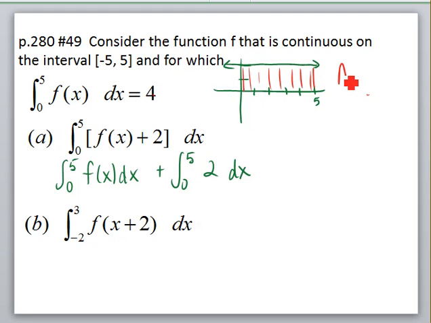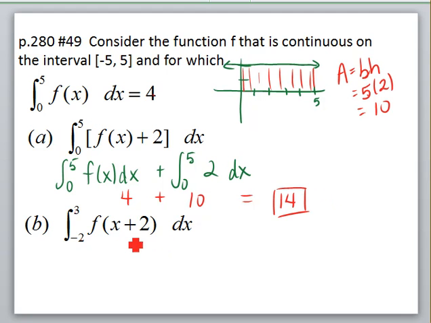Well, the area underneath the curve will be base times height. The base is 5 and the height is 2. So that means that this area happens to be 10. So I'll replace this with the 10 and I'll replace this with the 4 for a combined area of 14.